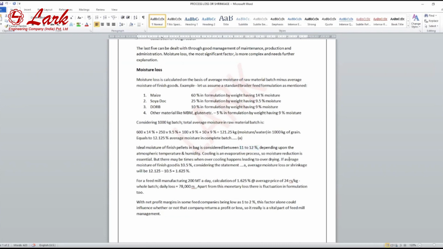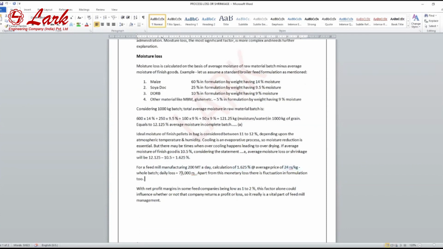So अगर हम फिनिश गुड का मॉइस्चर, हमने कुछ फीड मिल्स ऑडिट की और फिनिश गुड का मॉइस्चर हमने देखा 10.5, 10.8, 10.9. हम 10.5% मॉइस्चर पर उसको कैलकुलेट करें, इन और आउट में जो आपका कैलकुलेशन आ जाता है 1.625%. और 200 टन पर डे अगर एक फीड मिल बना रही है और 1.625% श्रिंकेज अगर वो दे रही है फिनिश गुड्स में, एवरेज प्राइस हमने अगर 24 रुपए केजी पकड़ा, उसका डेली का लॉस 78,000 रुपीज है.